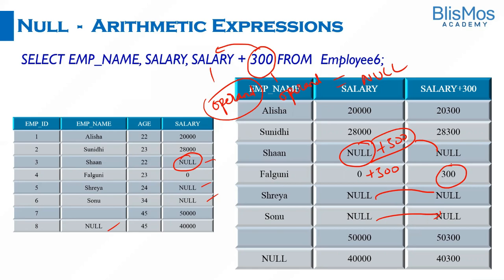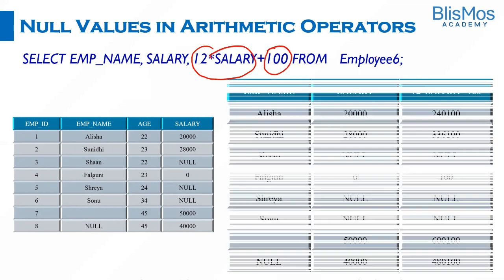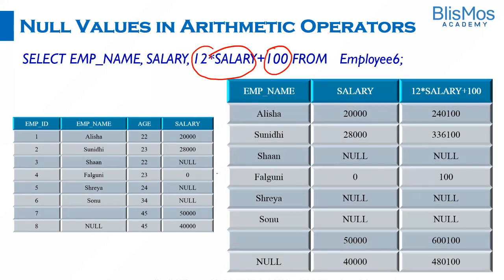Let us take a few more examples. So here, if you see, we are trying to multiply the salary with 12 and then we are trying to add 100. What will be the result? Wherever proper values are there, the 20,000 is multiplied by 12 and then 100 is added to that. But in case a null value is there, whether you do multiplication or subtraction, it doesn't matter. It will result in null only.